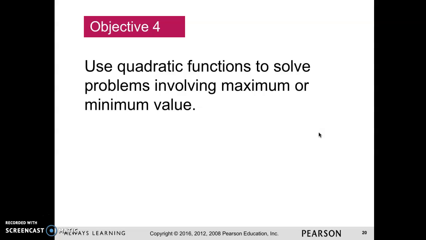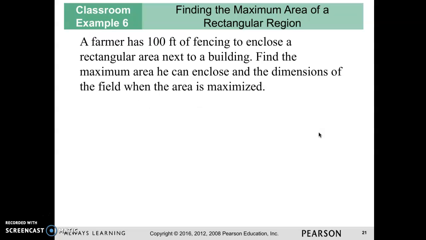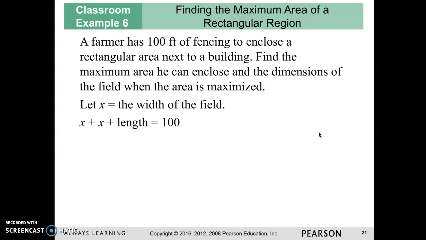The fourth objective is really to use the quadratic functions to solve problems that involve maximum or minimum values. So what does that mean? If I have an applied problem such as this one, if I have a farmer that has 100 feet of fencing to enclose a rectangular area, we're going to find the maximum area he can enclose and the dimensions of the field when the area is maximized. So let x equal the width of the field. This is what we're trying to find, the maximum area. We need to find the area.